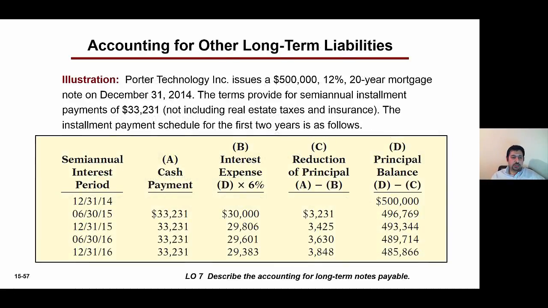Porter Technology Inc. issues a $500,000 12% 20-year mortgage note on December 31st, 2014. The terms provide for semi-annual installment payments of $33,231. They do not include real estate taxes and insurance. The installment payment schedule for the first 2 years is as follows. And like I said, in this example, it is semi-annual.